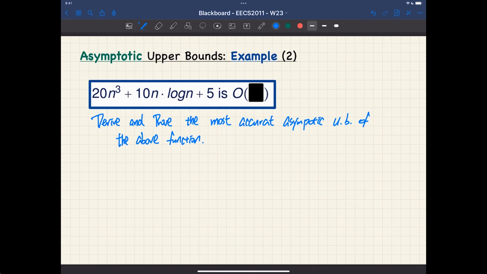And of course, as you learned just before the break, the most accurate. Okay, I of course misspelled that. Now, derive and prove, right? What about derive? Well, like a guess. Number 1 and number 2.